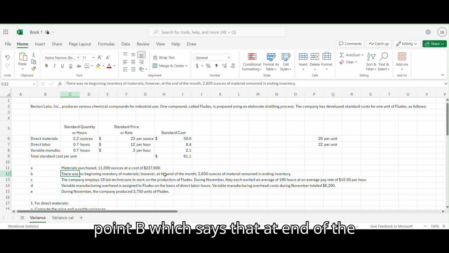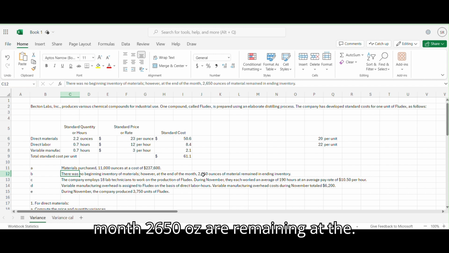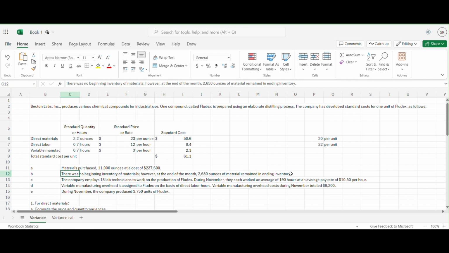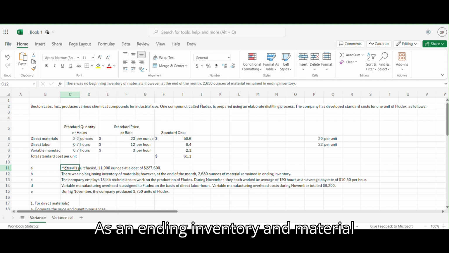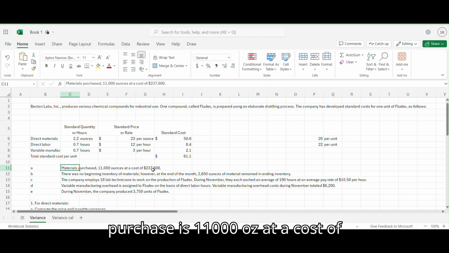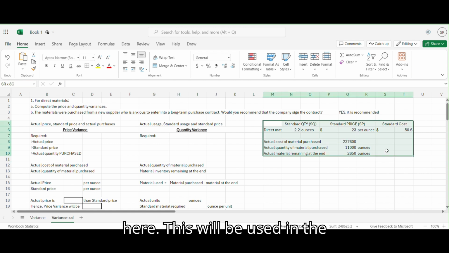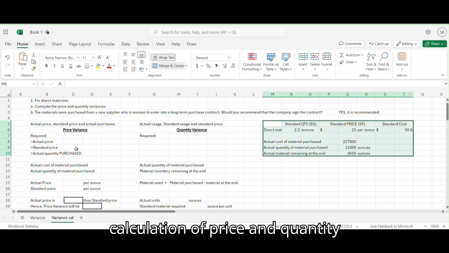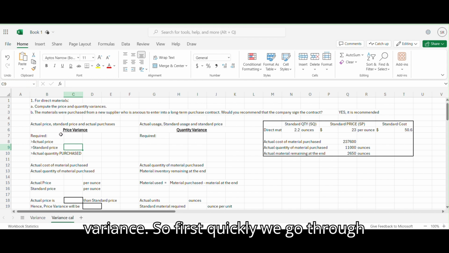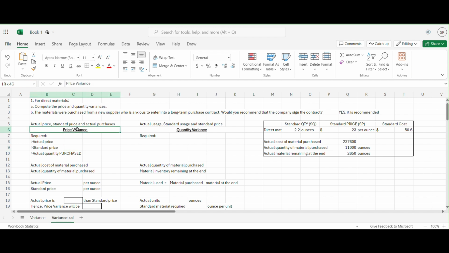See this point B, which says that at the end of the month 2650 ounces are remaining as an ending inventory, and material purchase is 11,000 ounces at a cost of 237,600. So this I have summarized here. This will be used in the calculation of price and quantity variance. So first, quickly we go through the price variance.